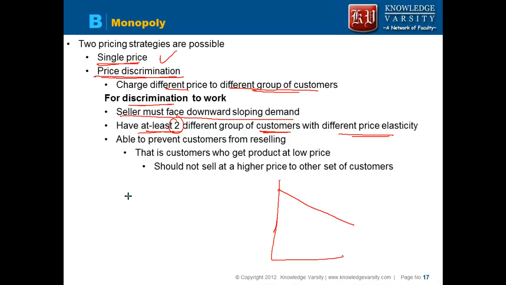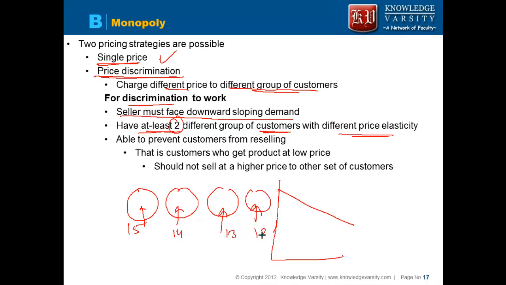So price discrimination means that, suppose you have four sets of people, you will sell the same product at 15 to them, at 14, at 13, and at 12. So you have to assess what price these people can pay, and accordingly you will price it differently.